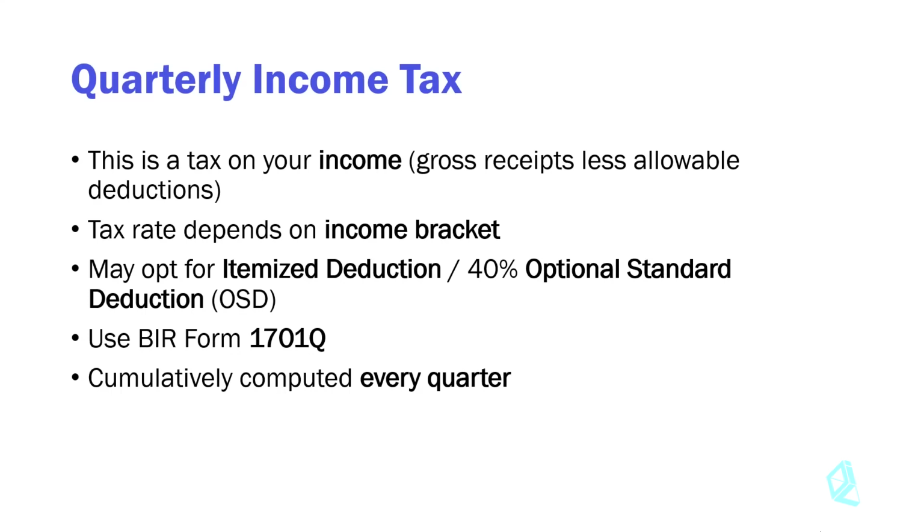Taxpayers may opt for itemized deductions or the 40% optional standard deduction, which we will be tackling in later videos. Don't worry. And if you're an individual, you make use of BIR Form 1701Q to report your quarterly income taxes, and it is computed cumulatively every quarter.